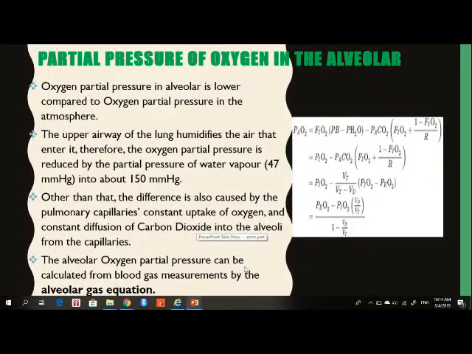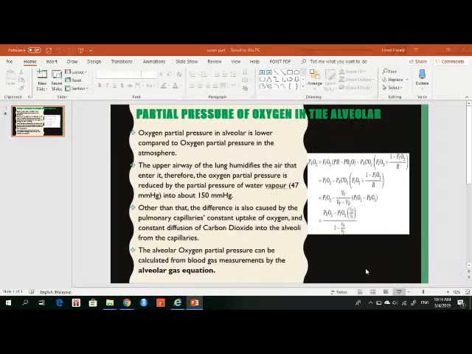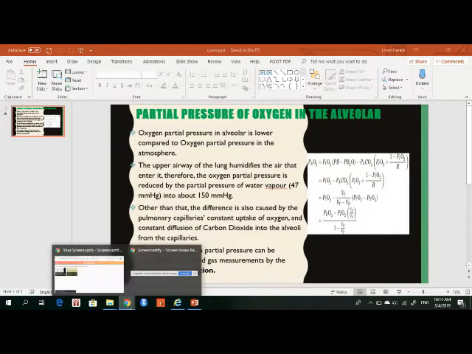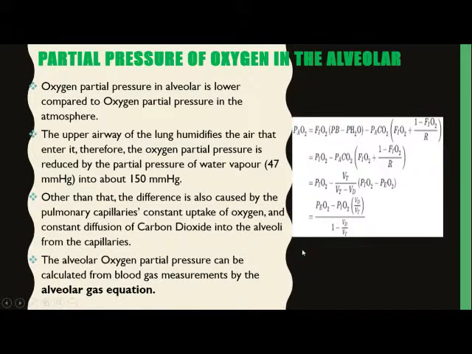Partial pressure of oxygen in the alveoli. Oxygen partial pressure in the alveoli is lower compared to oxygen partial pressure in the atmosphere. The upper airway of the lung humidifies the air that enters it. Therefore, the oxygen partial pressure is reduced by the partial pressure of water vapor to about 150 mmHg. Other than that, the difference is also caused by the pulmonary capillaries' constant uptake of oxygen and constant diffusion of carbon dioxide into the alveoli from the capillaries. The alveolar oxygen partial pressure can be calculated from blood gas measurements by the alveolar gas equation.